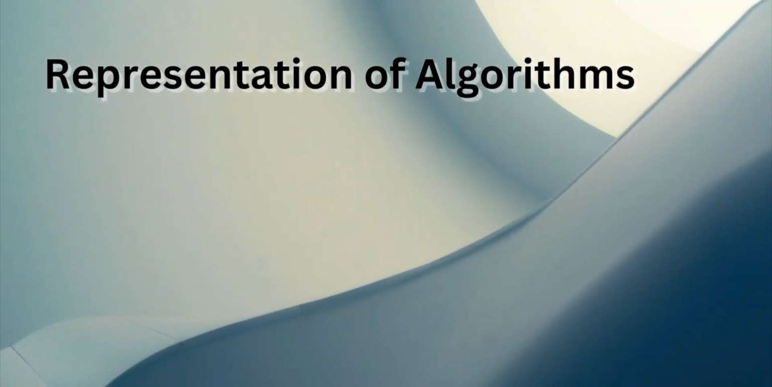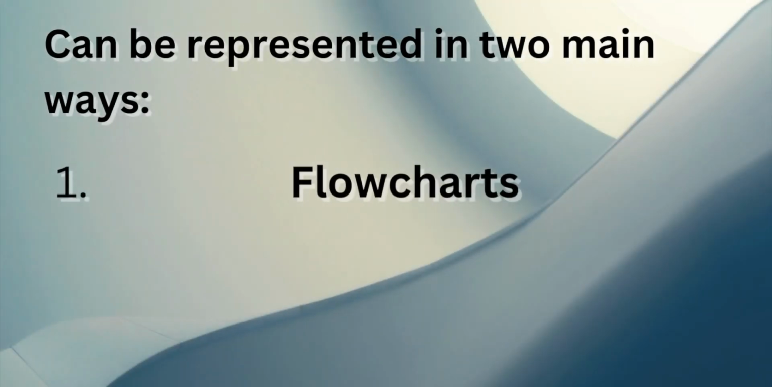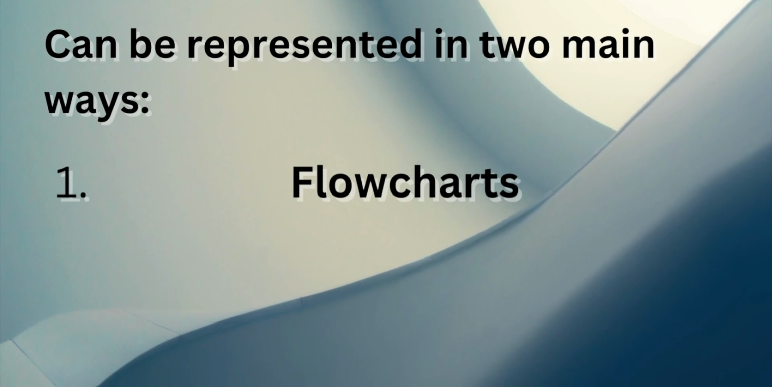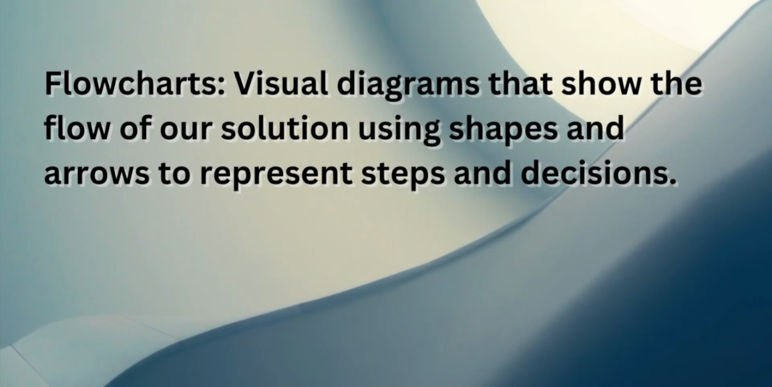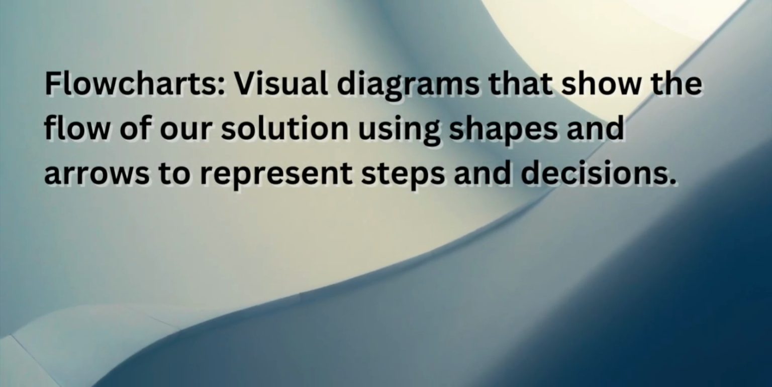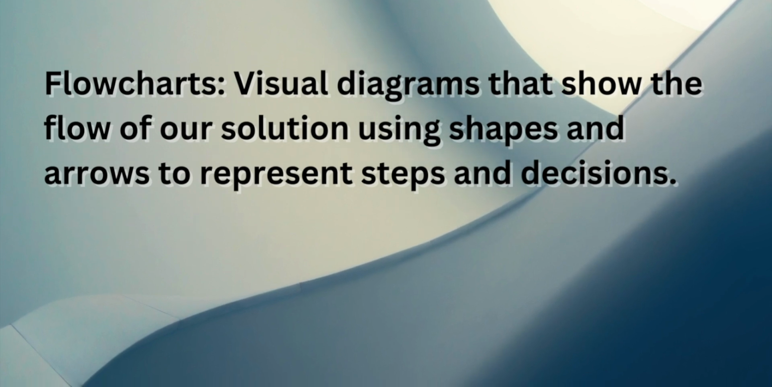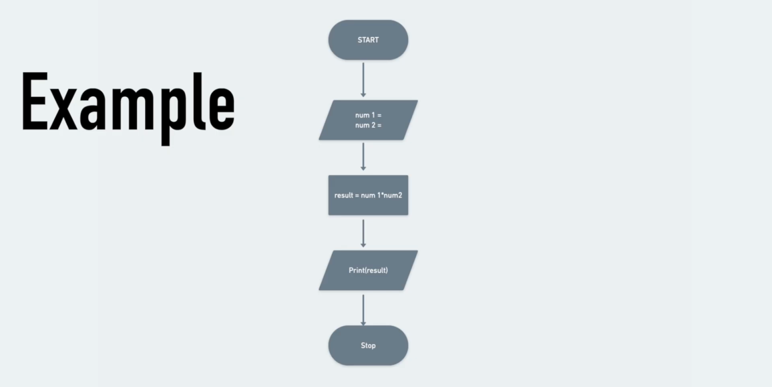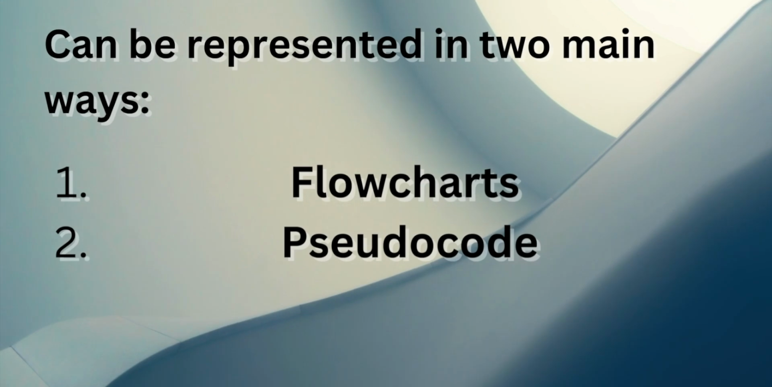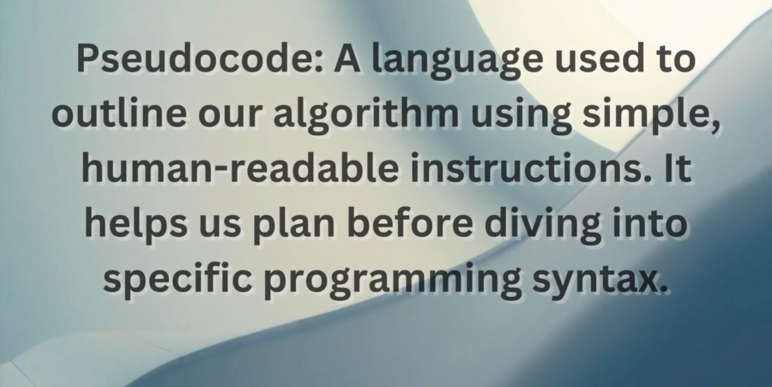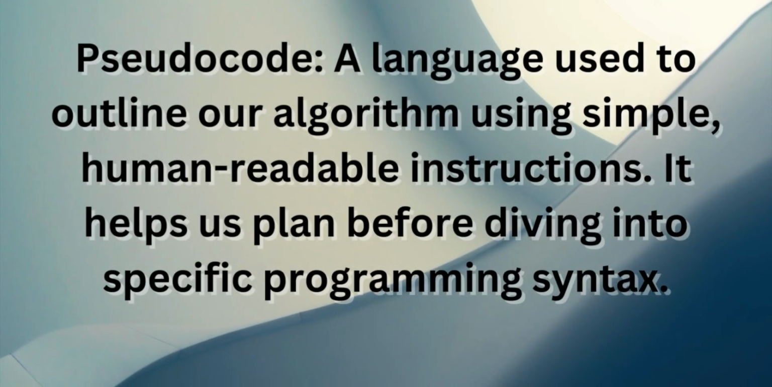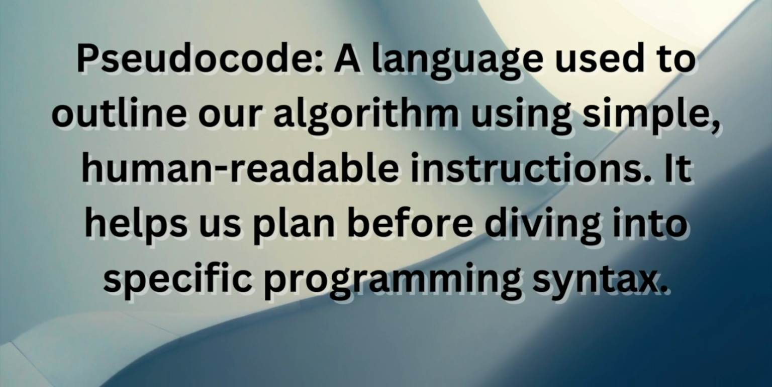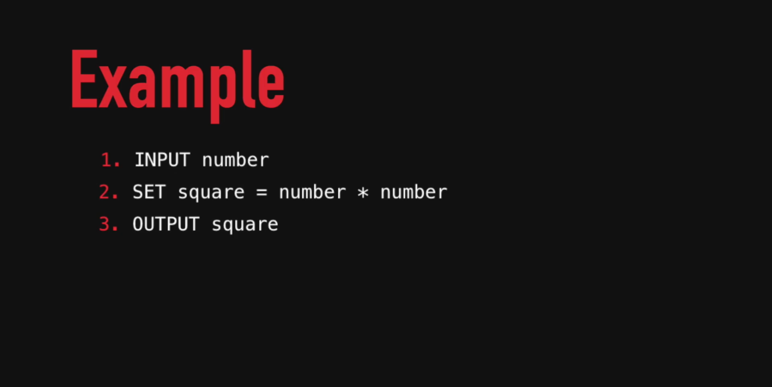Representation of algorithms. Algorithms can be represented in two ways. Flowchart, a visual diagram that shows the flow of a solution using shapes and arrows to represent the steps and decisions. And the second method, pseudocode, is a language used to outline our algorithm using simple human readable instructions. It helps us to plan before diving into the specific programming syntax.